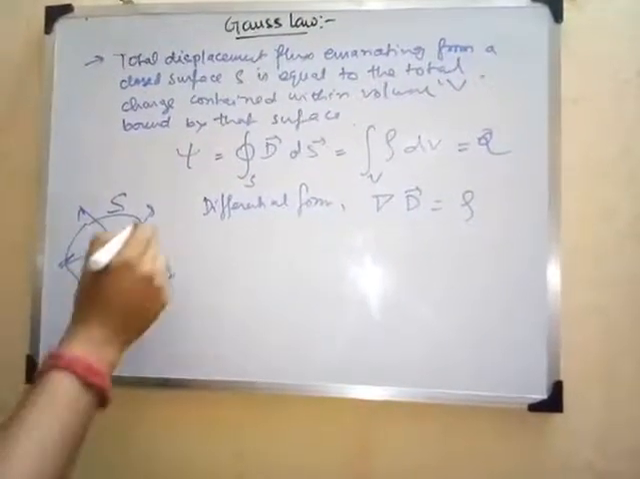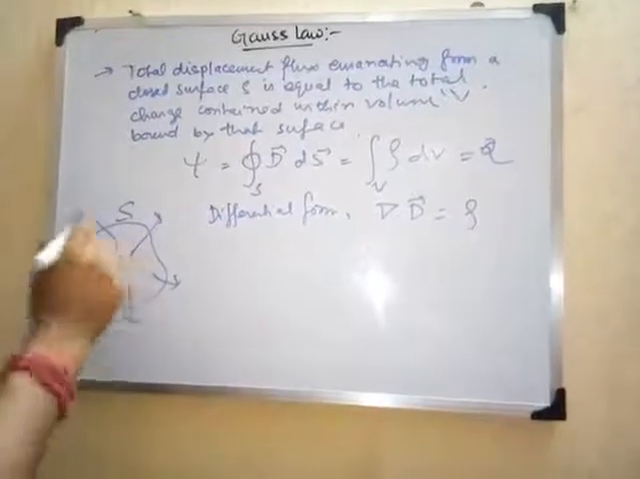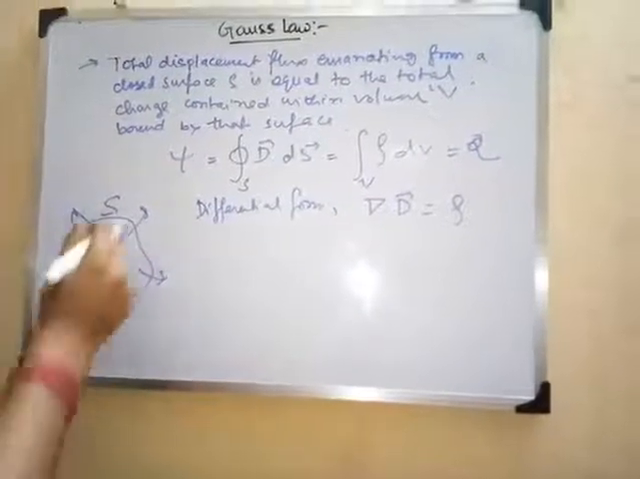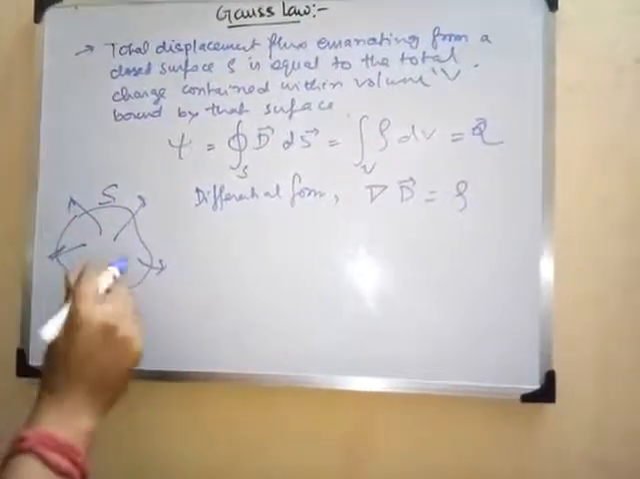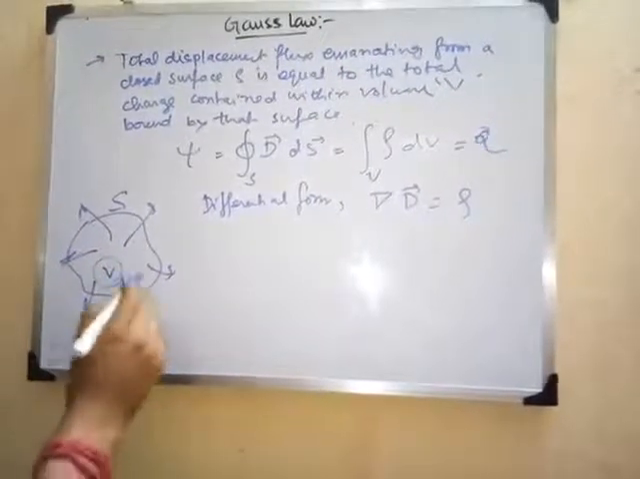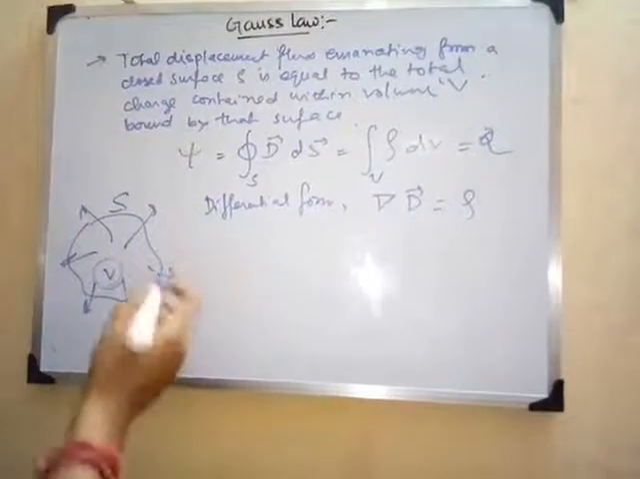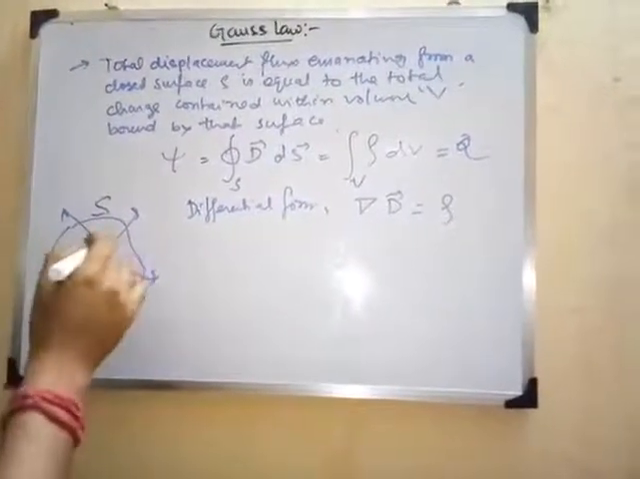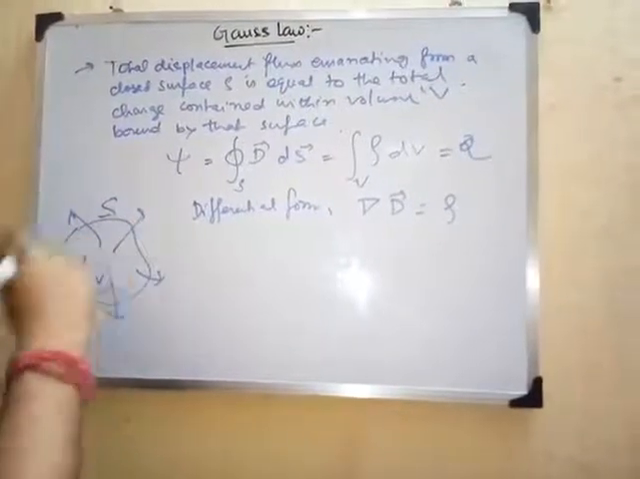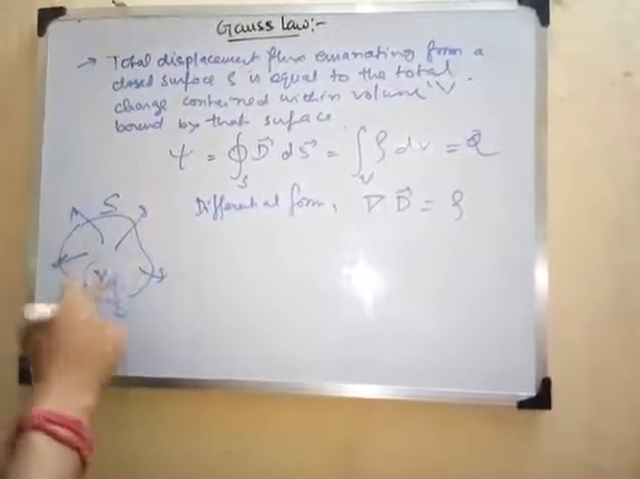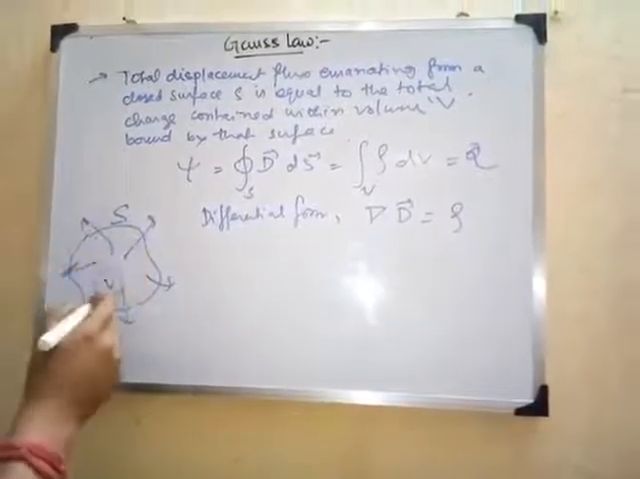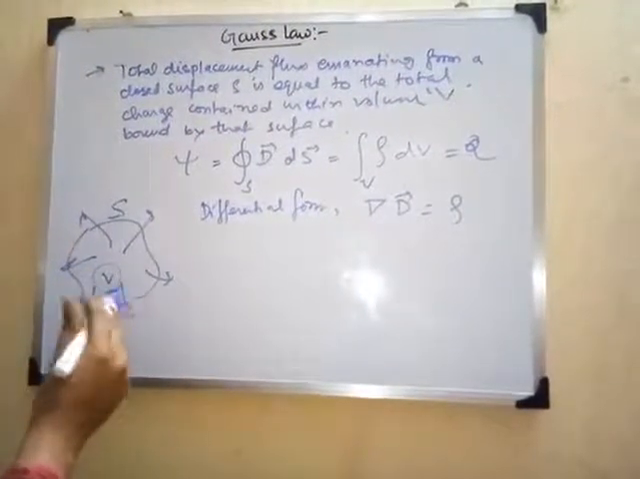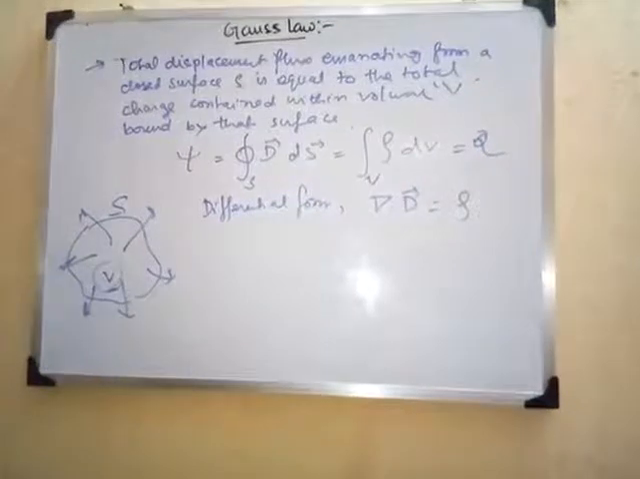That means the amount of flux coming out through this surface which is enclosing the volume V will be equal to the total amount of charge that the volume contains within it. So the total amount of displacement flux through this surface containing the volume V will be equal to the total amount of charge that this volume V is holding. So this is the concept of Gauss law.